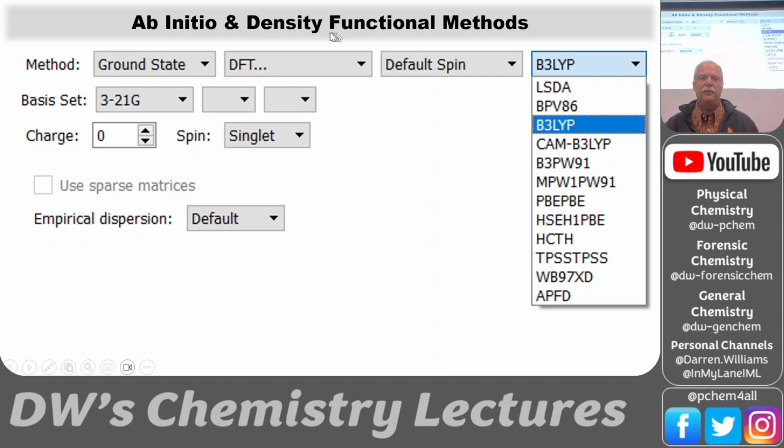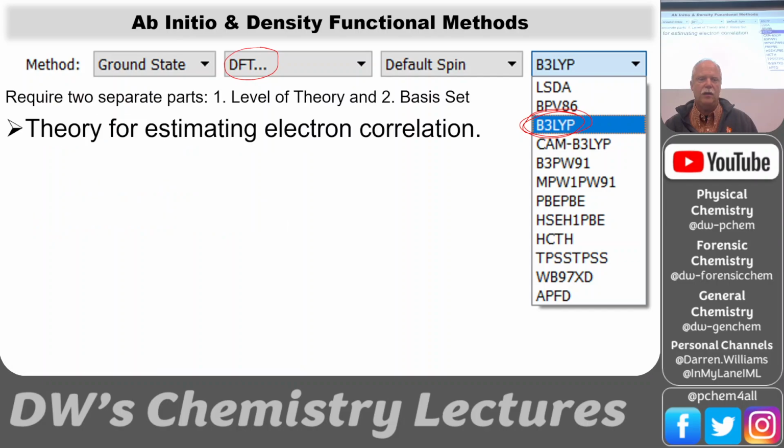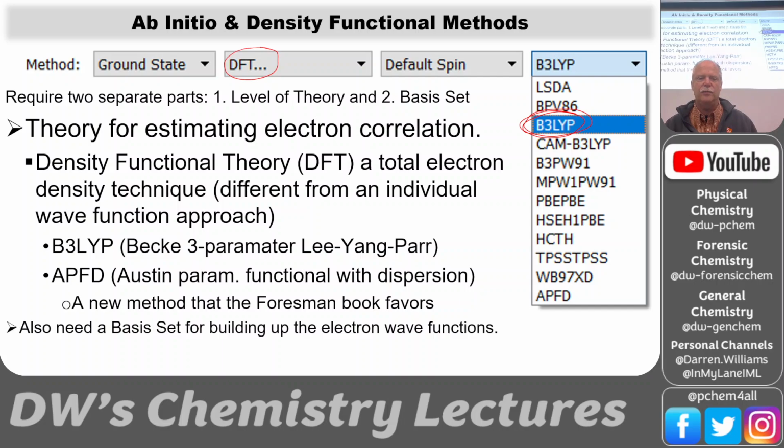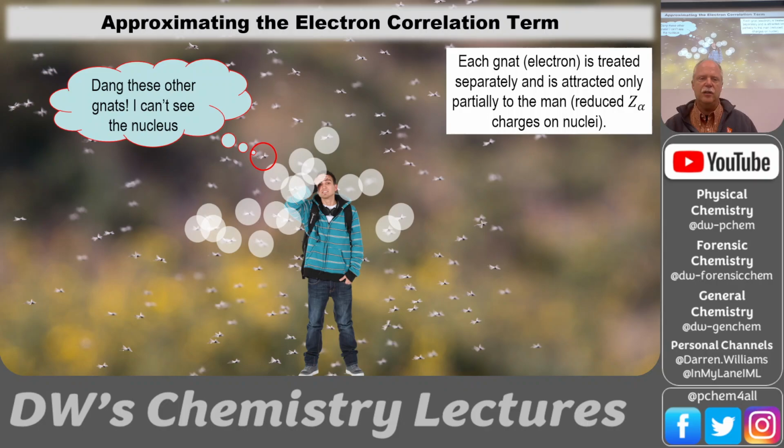So then we end up with density functional methods. So here we would pick in our theory section, we would pick DFT, and then we would come over here to this drop down, and this is the one we're going to use in lab, B3LYP. And then the basis set, we need to talk about what these basis sets are. So this density functional theory is treating the total electron density instead of just the individual wave function approach. We need a basis set for building up those electron wave functions, though.